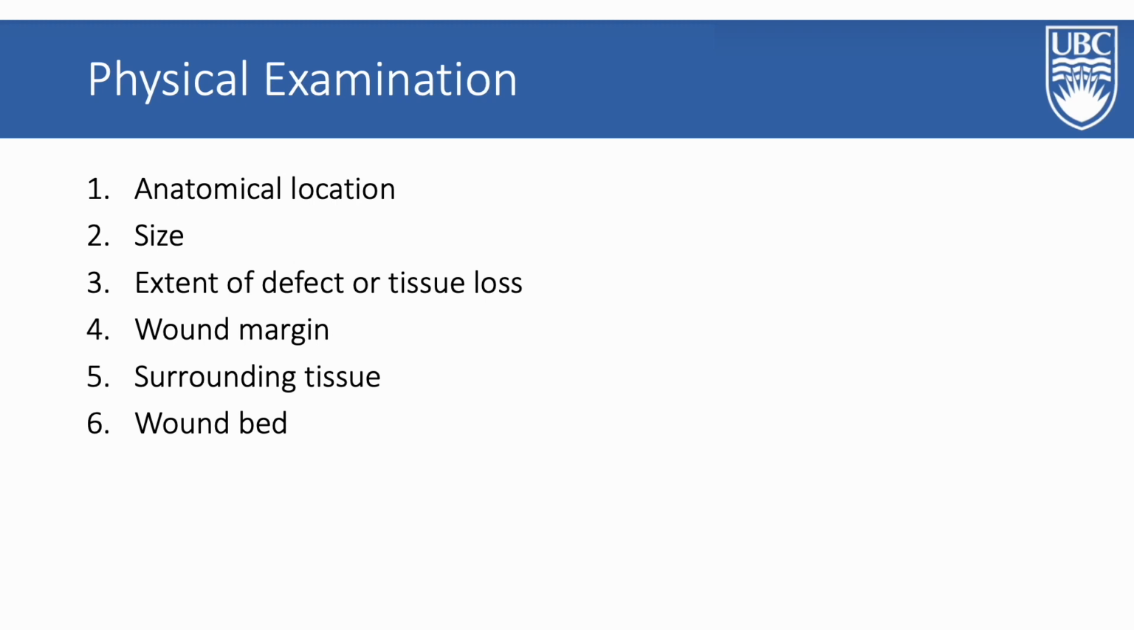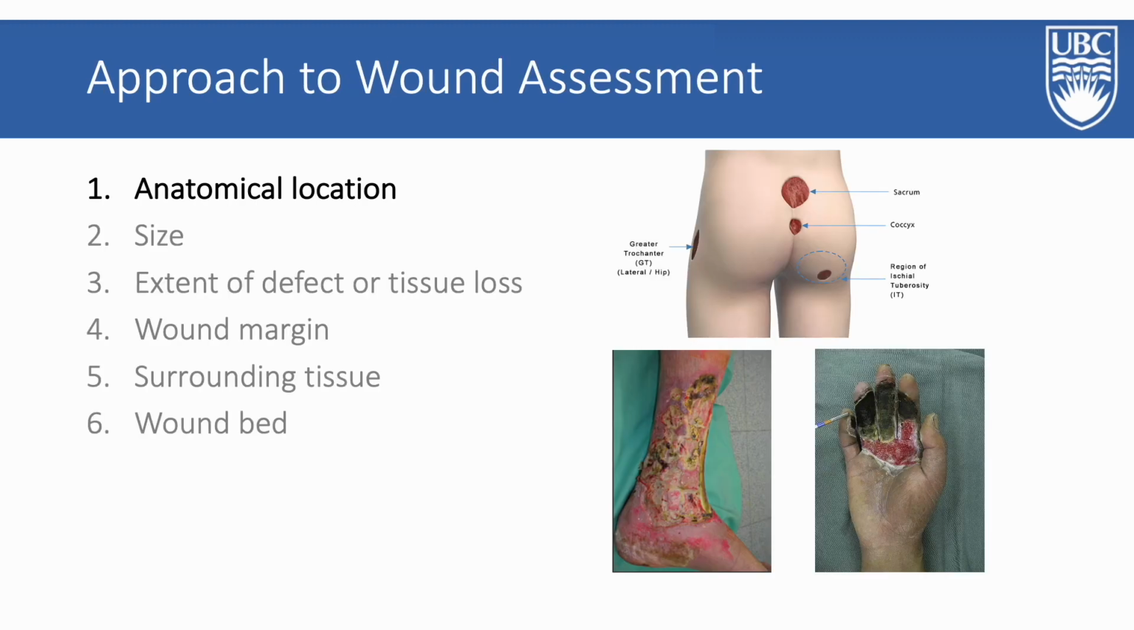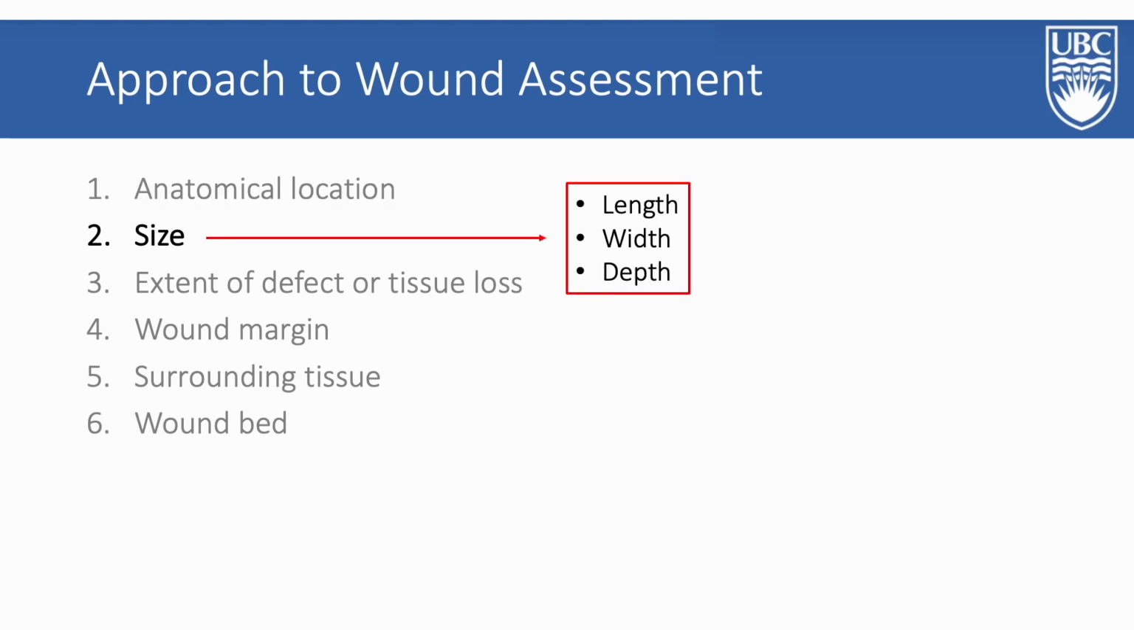This is an outline on how to describe a wound. It provides consistency in clinical assessments and aids in communication. First, locate the primary wound site and any adjacent or secondary wounds. Next, take note of the wound size, including its length, width, and depth.